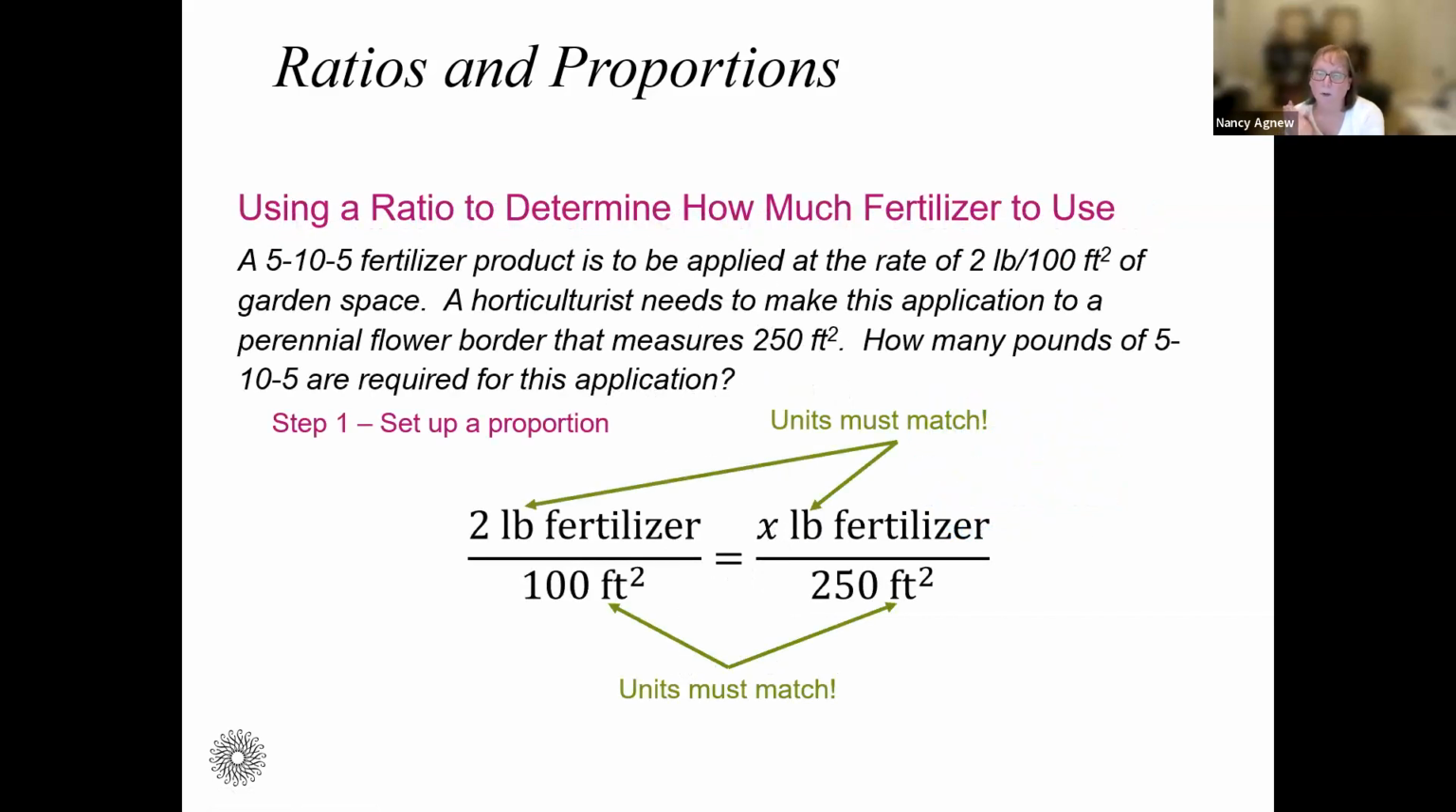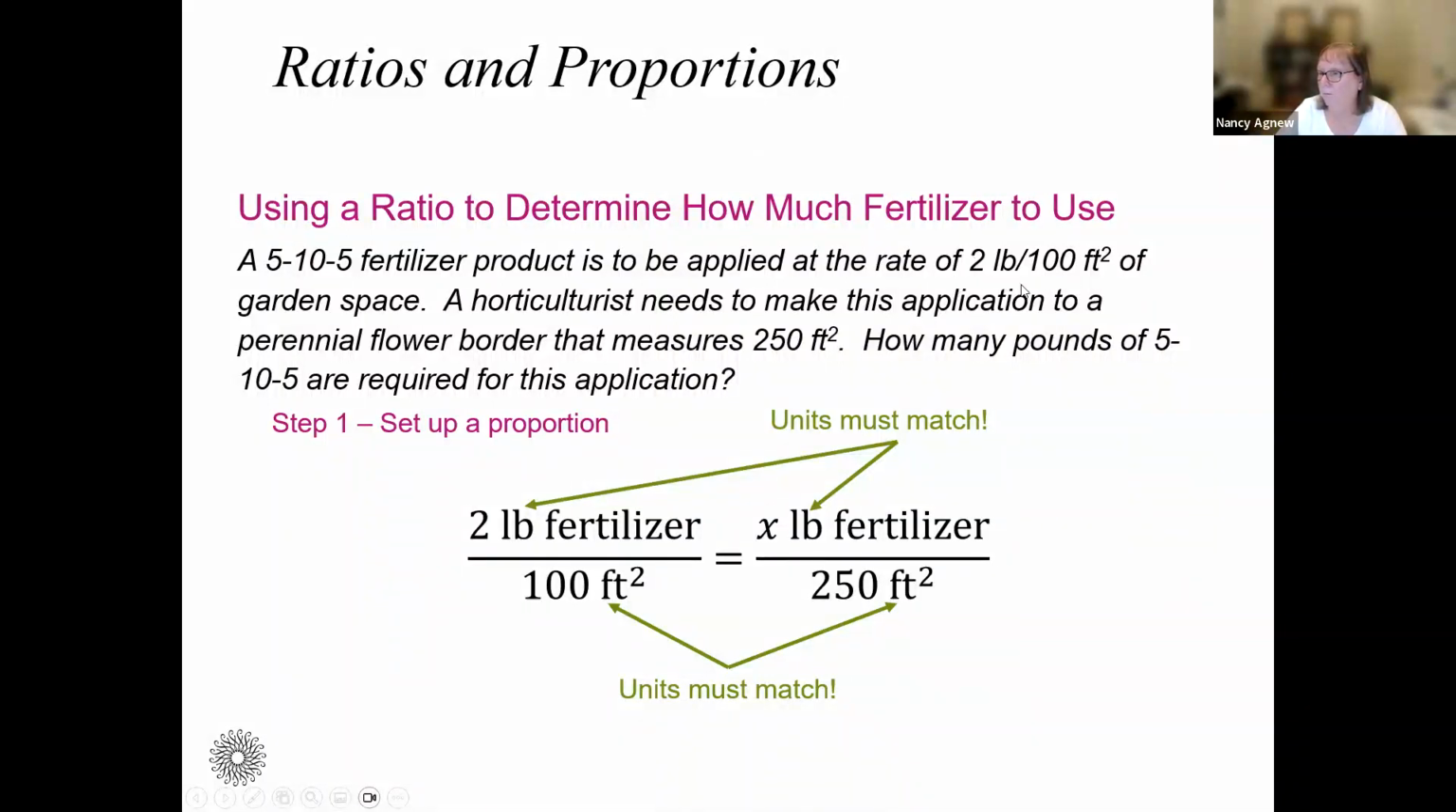Okay, so let's solve a problem. This is a situation where we want to figure out how much fertilizer to use, and we've been given the appropriate rate of fertilizer. So in this situation, we've got a 5-10-5 fertilizer, which is just a description of the type of fertilizer, to be applied at the rate of 2 pounds for every 100 square feet of garden space.